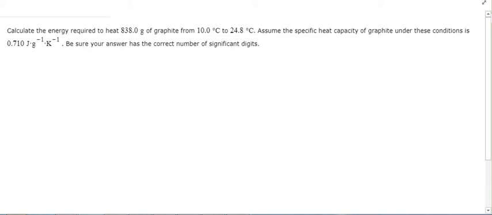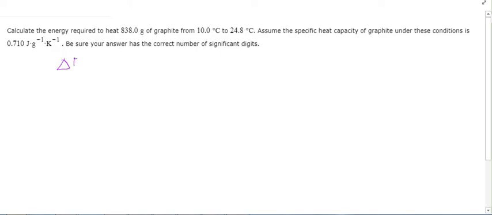Okay, here's another Alex problem on specific heat capacity. It says calculate the energy required to heat 838.0 grams of graphite from 10 degrees C to 24.8 degrees C. And then it gives us the specific heat capacity of graphite under those conditions. It's a pretty simple one. I think you guys probably didn't even need to do this one. But let's just do it.